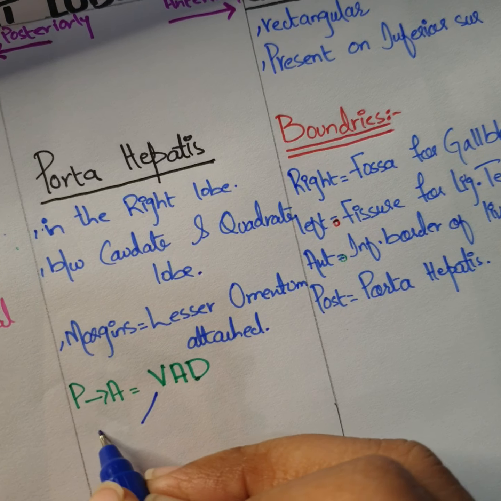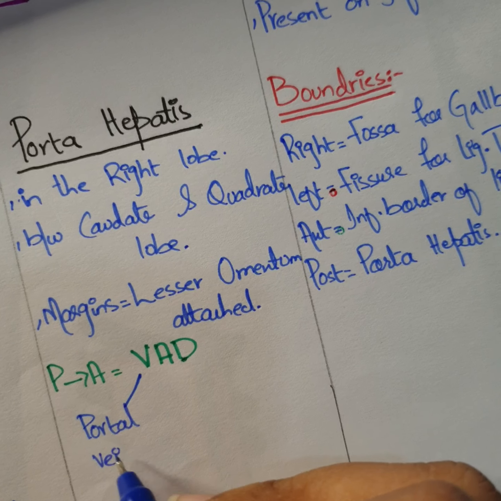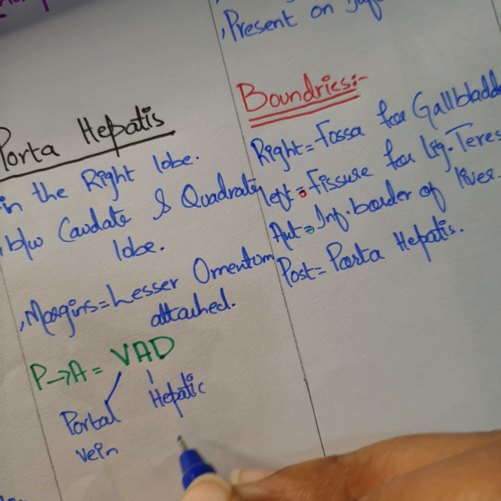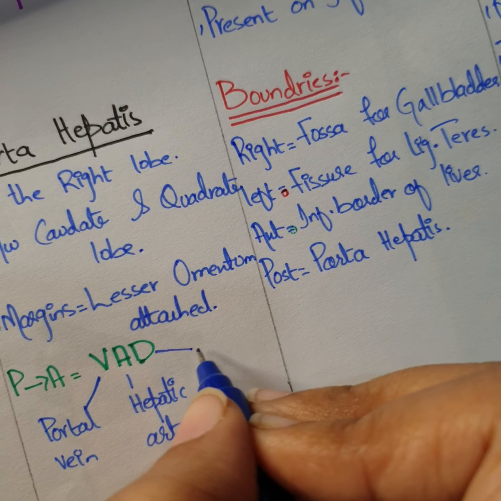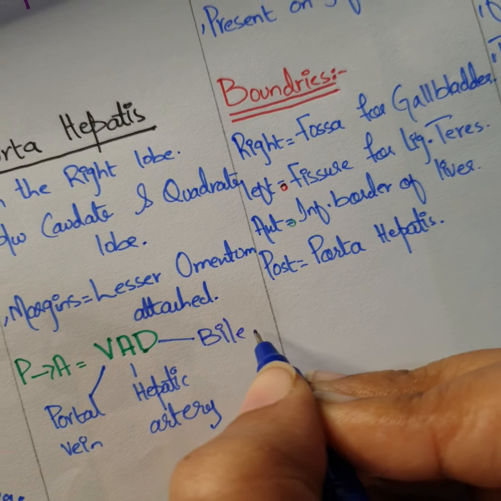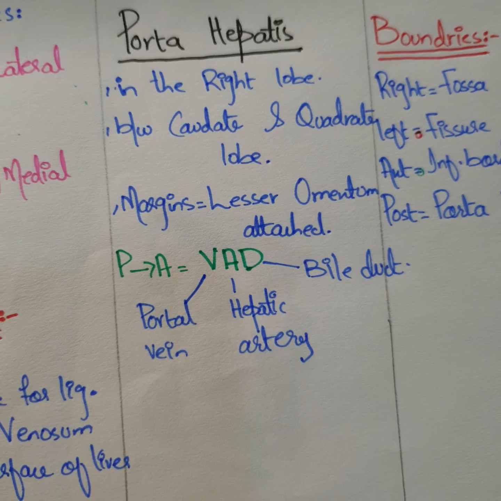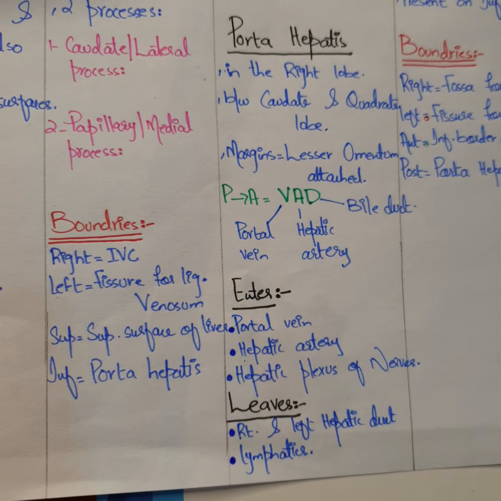What's this? Portal vein, hepatic artery, and bile duct. Okay, now a question arises: what enters the porta hepatis and what leaves the porta hepatis?